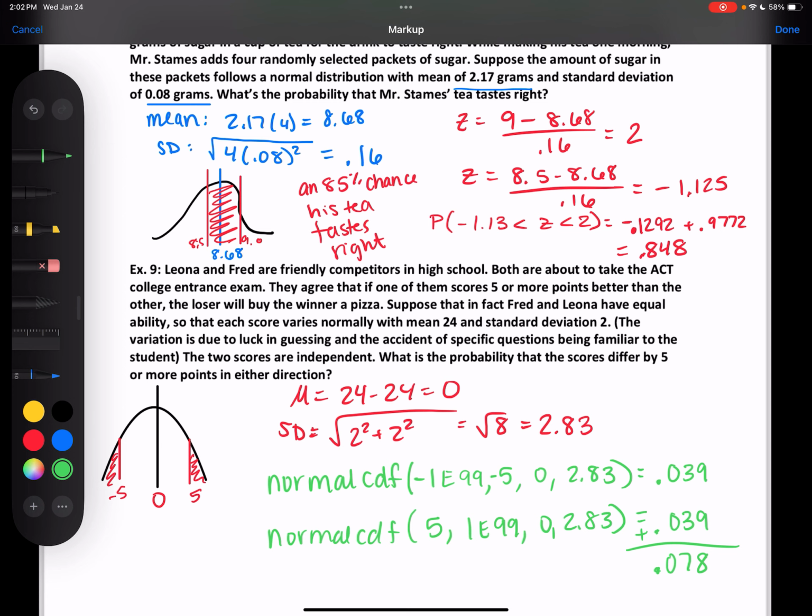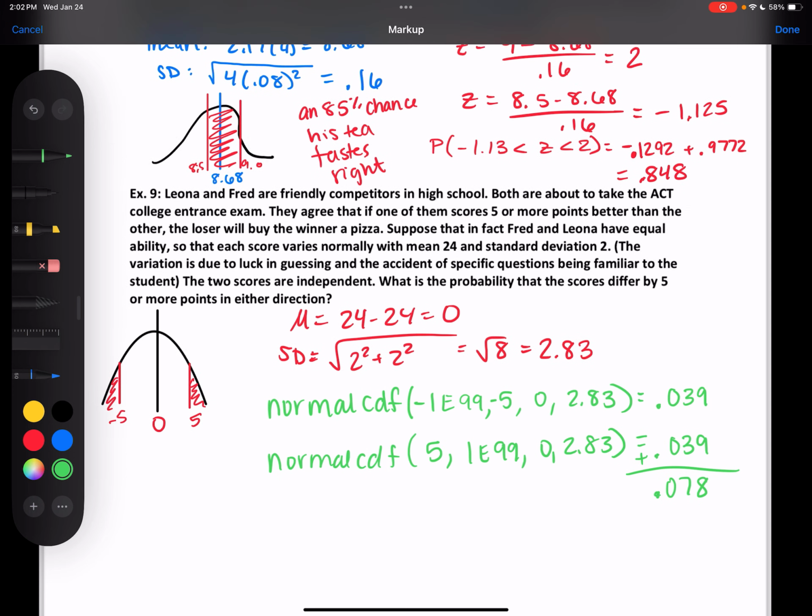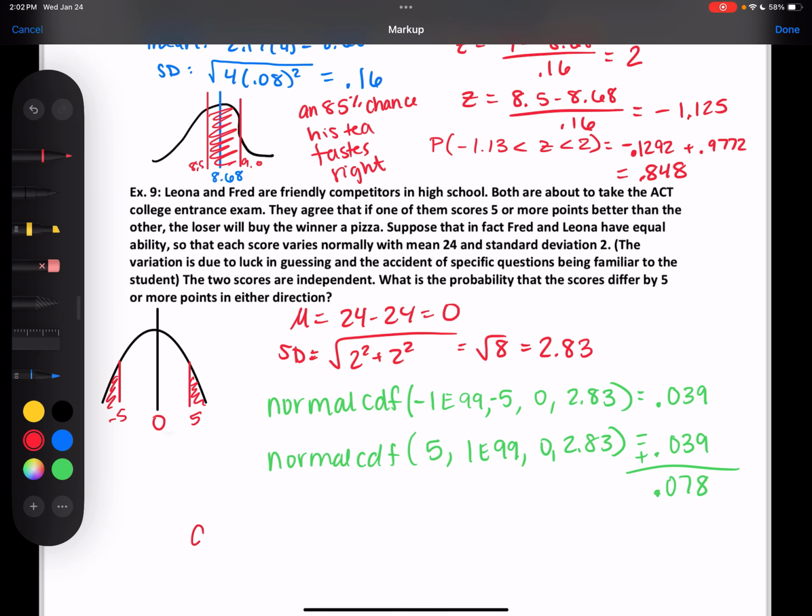So, that means that about 7.8% of the time, their scores will differ by 5 or more points.